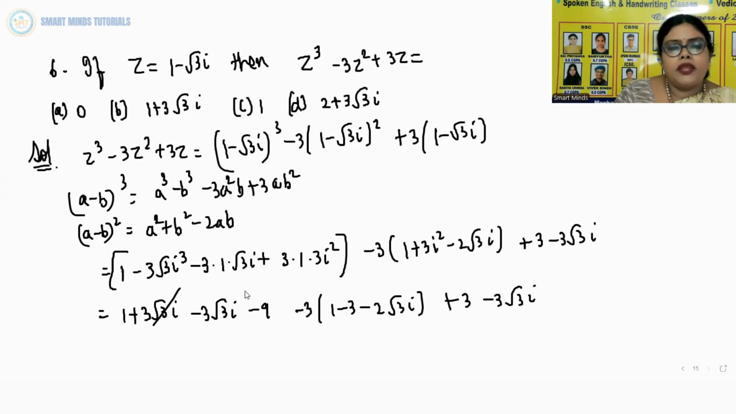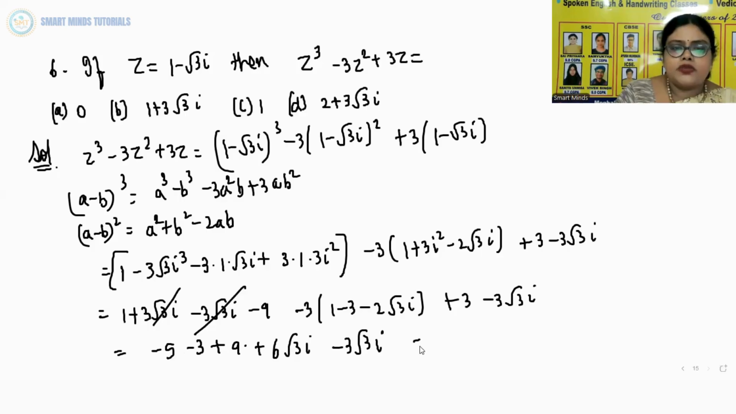So 3 root 3i minus 3 root 3i get cancelled. So that is 1 plus 3 is 4. 4 minus 9 is minus 5. Minus 3 plus 9 plus 6 root 3i minus 3 root 3i. So 9 minus 8 is 1, and 1 plus 3 root 3i. So it's option B.